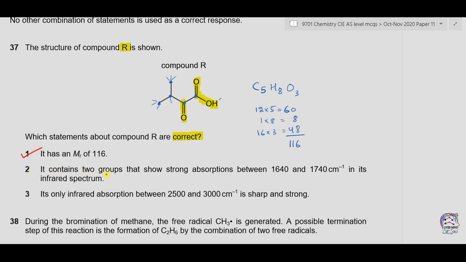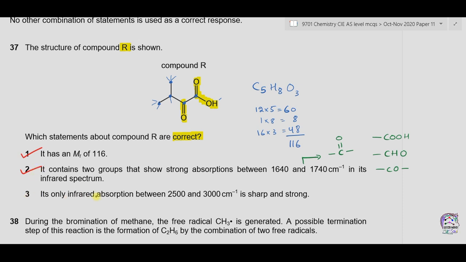Option 2, it contains 2 groups that show strong absorption between 1640 and 1740 per centimeter in its infrared spectrum. Now, between these values, carbonyl carbon shows the sharp peak, and this carbonyl could be from carboxylic acid or aldehyde or ketones. Option 2 is therefore correct.